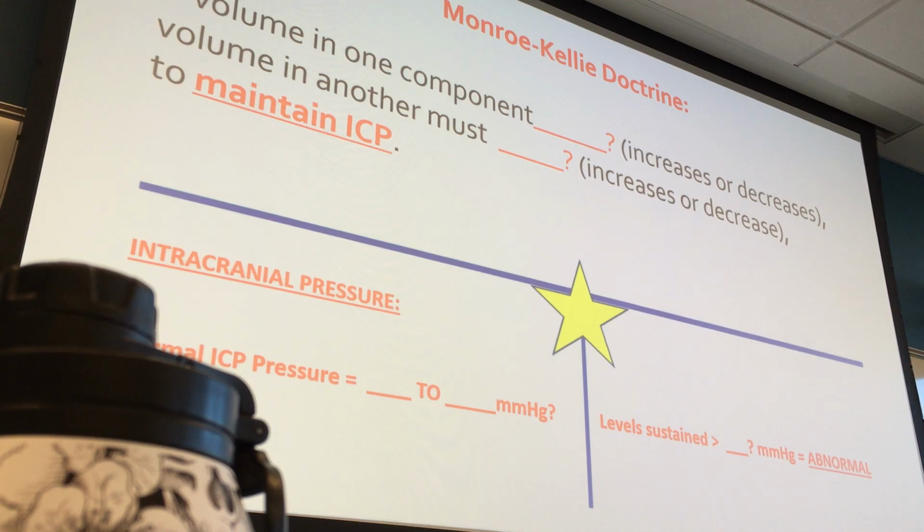Maybe the pressure's too high and the blood can't show up. But if it's too low, you're not having that perfusion. So if it's 20 or less, that's abnormal. But isn't 5 to 15 normal? Oh, I'm sorry, you're right. If it's greater than that, then yes, you're correct. I shouldn't have made that video so late last night.